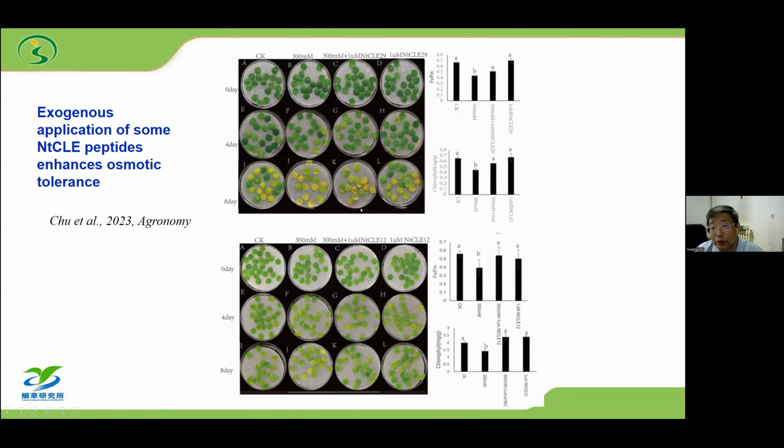And if you treat together with the peptide, you can see a little bit greener leaves in comparison with mannitol treatment alone. It's the same for CLE12 too. This is more obvious if you treat leaf discs with CLE12 peptide together with the mannitol, you will see a slow down of leaf yellowing in this case.